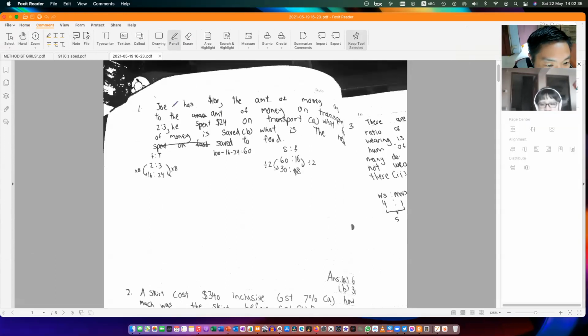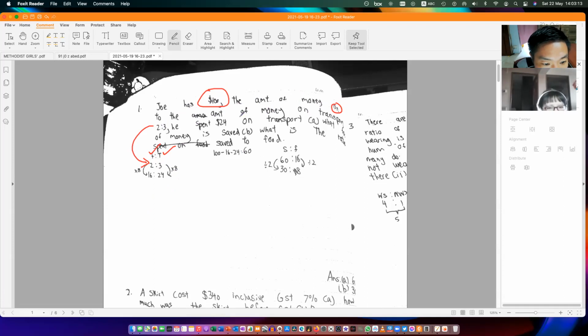Over here it says Joe has $100. So Joe has $100, right? And then it says the amount of money spent on, this one is on what? On food, is it? On food, yeah. So what I'm going to do is write things down like this. Food, and then this is the transport. So it's 2 to 3, right? Yep. So you put it here already.